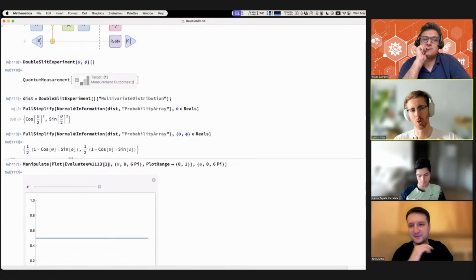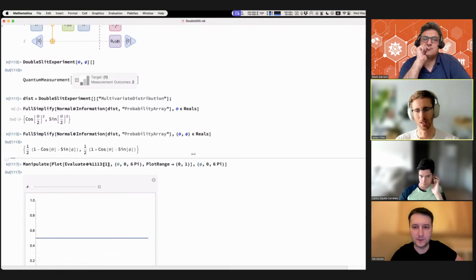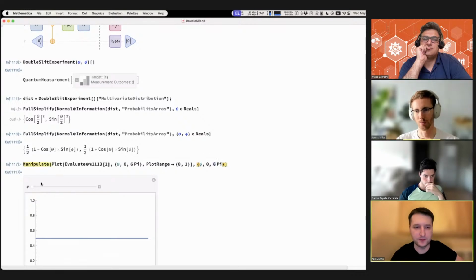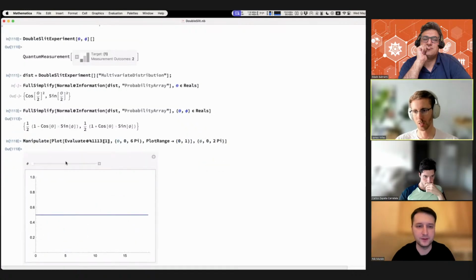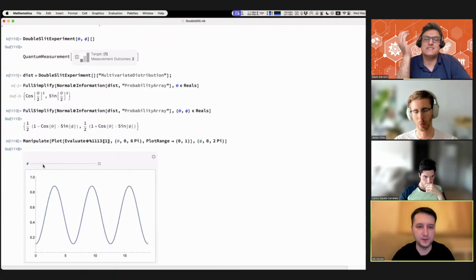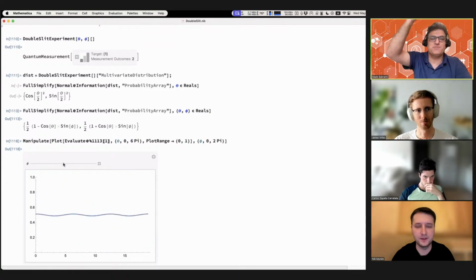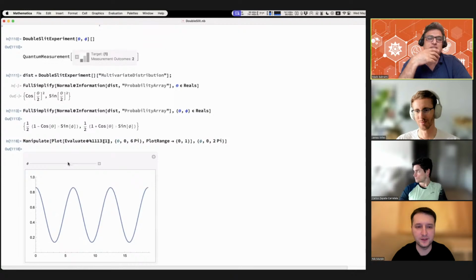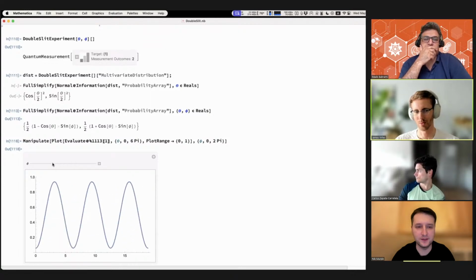Are you going past 90 degrees? Is that why it goes back to something that looks like less interference? Yeah, it's like maximum. And the only difference would be it's like a flip. So when it's maximum, it becomes minimum, and vice versa. Very cool.